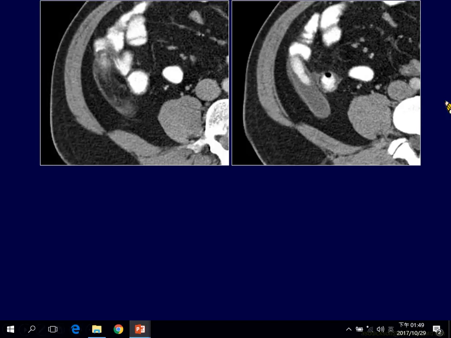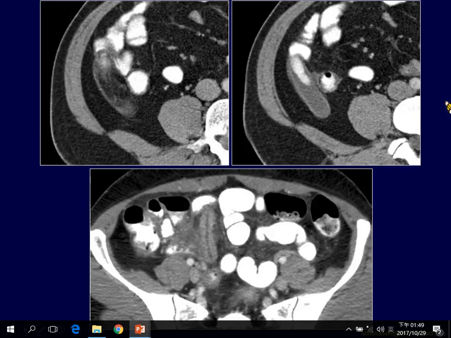Here's another case. This one is quite fluid-filled. There's a little bit perhaps of hyperemia of the wall. We have a big appendicolith at the origin, and we have a fairly mild amount of surrounding fat stranding, but this is nonetheless acute appendicitis.